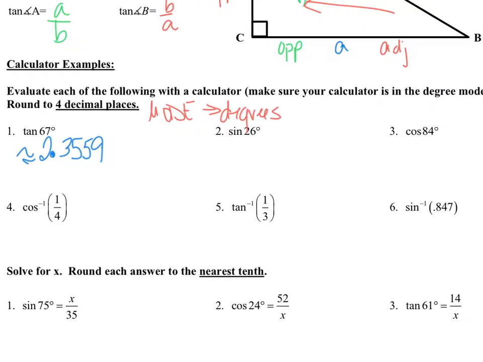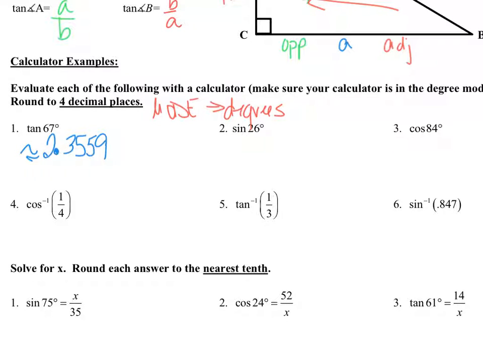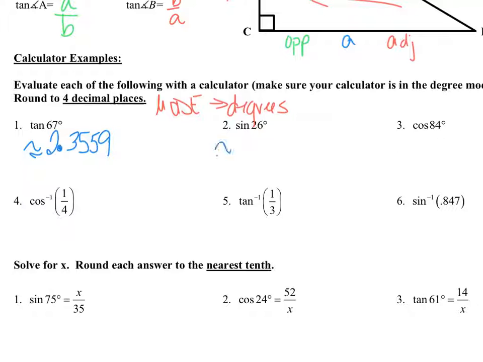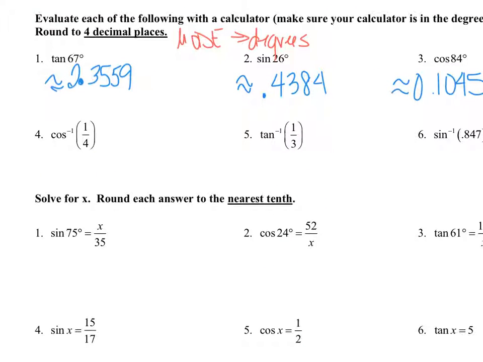Go ahead and do numbers 2 and 3, please. Once again, if you didn't get the answer that I got for tangent, make sure that your calculator is in degrees. For number 2, we should get 0.4384, and then number 3, 0.1045.